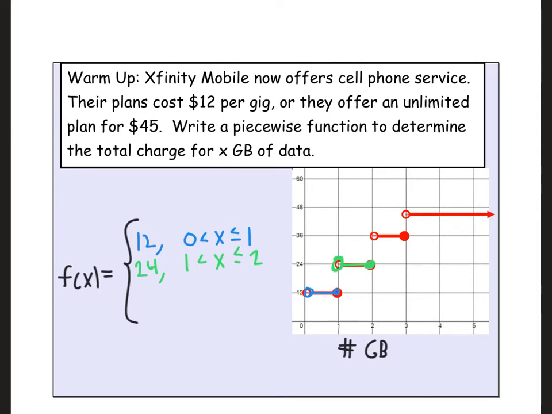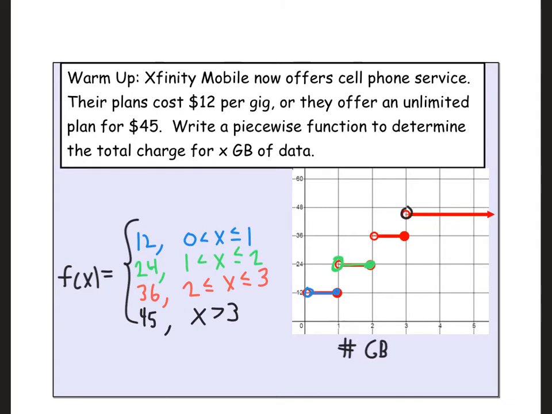The third piece then we see is $36, and that rule applies for all x values that are greater than or equal to 2, but less than or equal to 3. And then finally, the final piece, you're paying the $45 fee if your amount of data used is anything greater than 3. You would just pay the unlimited price. So hopefully we can see the piecewise function.